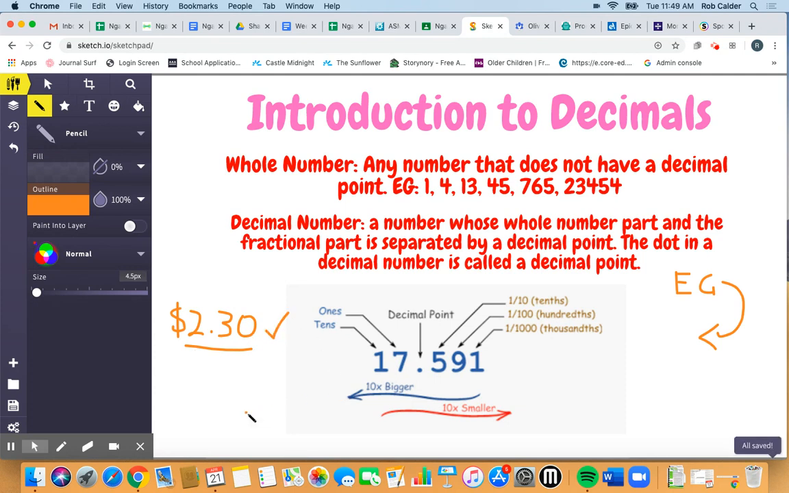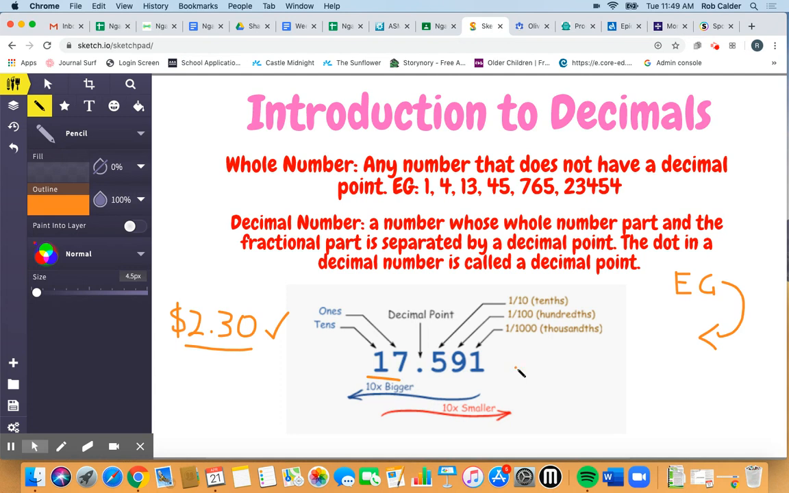One of the key things that we need to think about when we're looking at decimal numbers is place value. Now this diagram here explains that really easily. Anything on the left-hand side of the decimal are our whole numbers. So we use our normal place value columns, our ones, tens, and if we would carry on, our hundreds, thousands, tens of thousands, hundreds of thousands, millions, and so on.